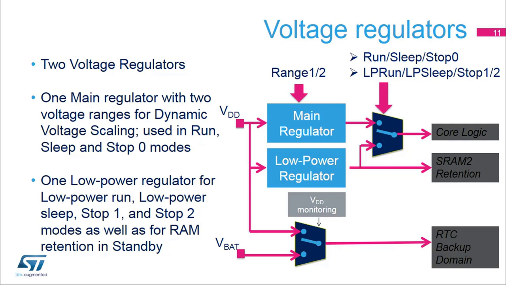Depending on the application mode, VCore is provided either by the main voltage regulator for run, sleep, and stop zero modes, or by the low power regulator for low power run, low power sleep, stop zero, stop one, and stop two modes. The regulators are off in standby and shutdown mode. When SRAM2 content is preserved in standby mode, the low power regulator remains on and provides the SRAM2 supply.